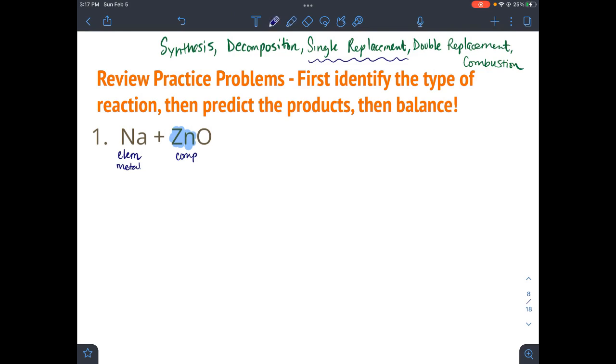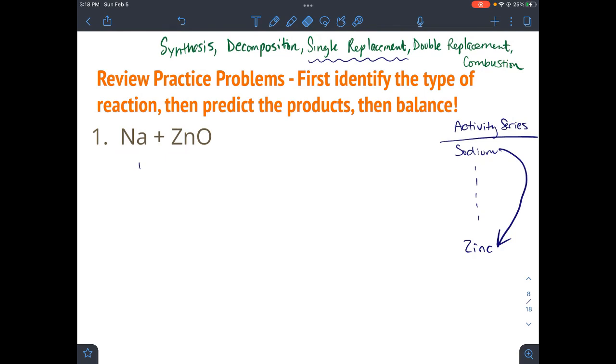So my question is, is sodium active enough to replace zinc? What I would check is my activity series. I don't have one pulled up right here, but if you check your notes or your packet for your activity series, you'll see that sodium is up at the top, and then further down is zinc. So this tells me that zinc is lower than sodium, less active, and sodium will be able to replace zinc in this compound.